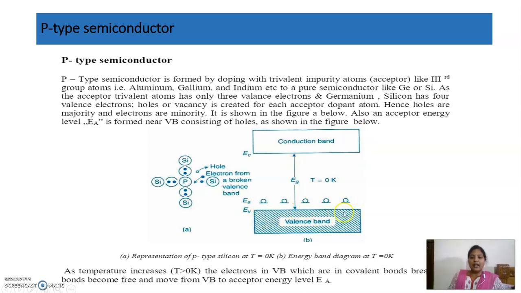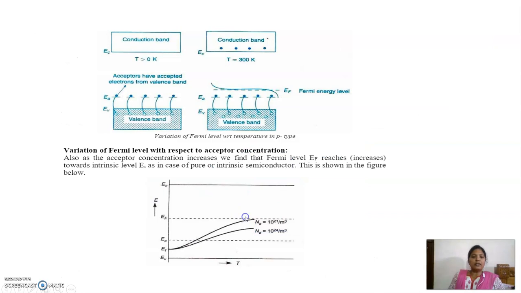Now this is the position at T equal to 0 Kelvin. At T equal to 0 Kelvin, we have an acceptor energy level with this hole, the remaining electrons are involved in covalent bond formation, and the conduction band is empty. Now with increase of temperature, at T greater than 0 Kelvin, covalent bonds break off and electrons go from the valence band to this acceptor. As this is the hole which is ready to accept an electron, electrons come from the valence band to this acceptor energy level.